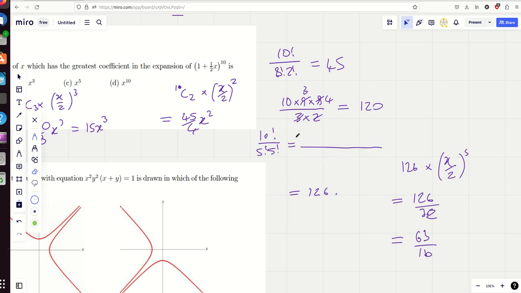10 factorial over 5 factorial, 5 factorial, that's true. 10 times 9 times 8 times 7 times 6. Sometimes just my messiness is where it goes wrong. Right, cross that out, or maybe it's wrong when I've done it here. Put a 2 on top, put a 2 on top.